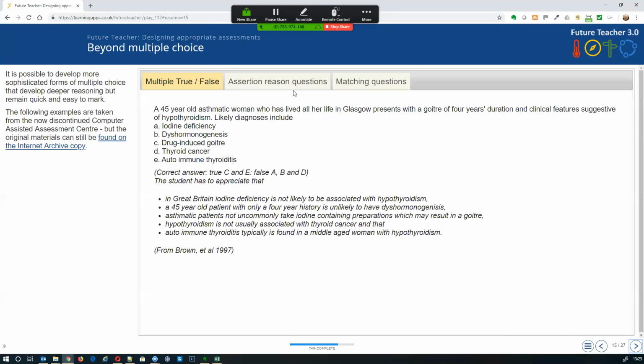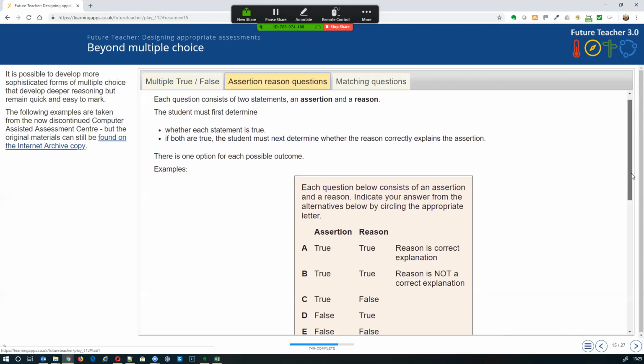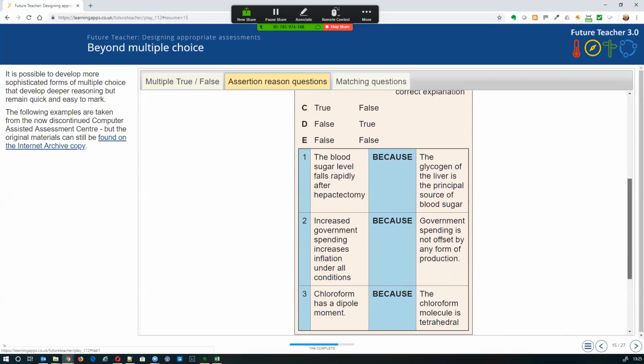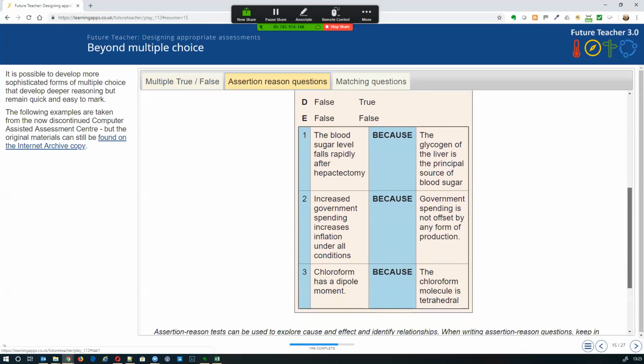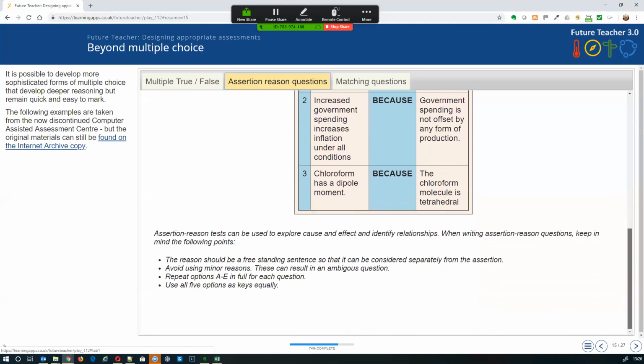If we look at the assertion reason questions, I love this. I used to do this with history students. We had some great stuff on interpreting historical data. But if we scroll down, we can see that here it's very simple. On that first one, the blood sugar level falls rapidly after hepatectomy. I don't even know if you say it like that. And the reason for that is because of the glycogen of the liver, etc. Now, the point is there are 5 potential options for just that first statement that we looked at.